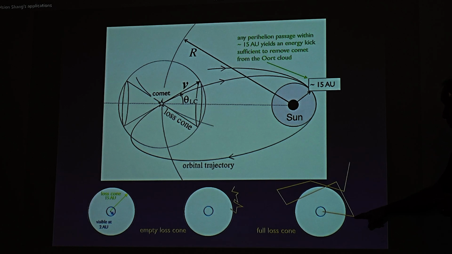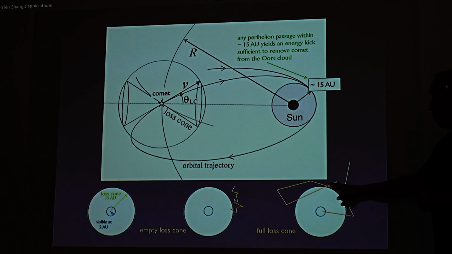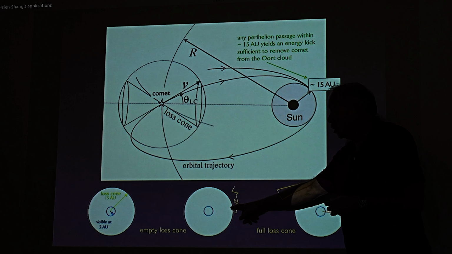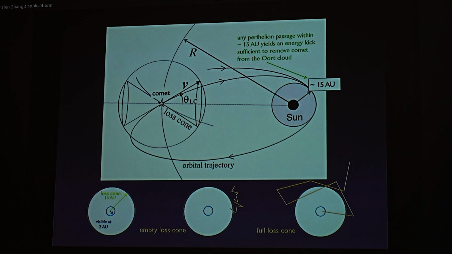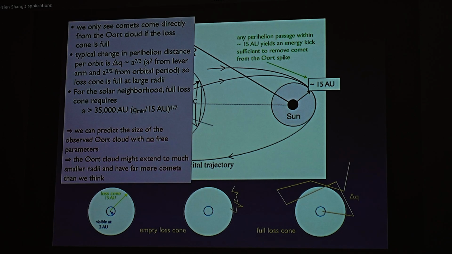On the other hand, if the kick per orbital passage from passing stars is large enough, then in one orbit the comet can go from outside the lost cone into the region where it becomes visible, and we'll see it as a comet coming from the Oort cloud. That means that we only see the spike, the Oort spike, and the evidence for the Oort cloud if we're in this regime. If we're in this regime, you'd never know that the Oort cloud was present. So the conclusion from that, because we do see comets coming directly from the Oort cloud, that can only happen if the lost cone is full.